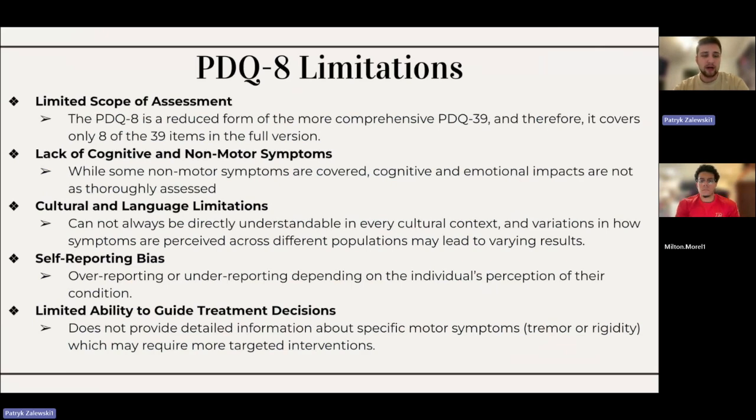Also, there's self-reporting bias. So this is not really an objective measure where the individual is doing something, rather they're just filling out a questionnaire. So this could lead to over-reporting or under-reporting depending on how the individual perceives their disease or their condition at the current time. And then it also has a limited ability to guide treatment. So it doesn't really talk too much about specific motor symptoms like tremor and rigidity, which are 2 big things in Parkinson's. So it doesn't really give the therapist an idea of what they need to treat. So their treatment might not be as accurate as it needs to be.